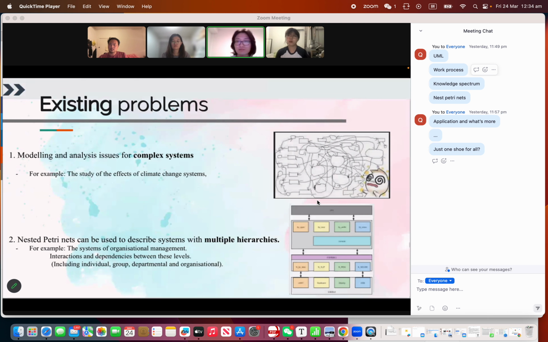Thank you. We have two points about existing modeling problems, such as these photos. Complex systems always make people confused. So the first problem is modeling and analyzing complex systems, for example, climate change systems. There are numerous unrelated factors affecting system analysis. The second aspect is multi-level structure systems, involving interactions and influences between levels, for example, the study of organizational management systems. There are interactions and dependencies between these levels.